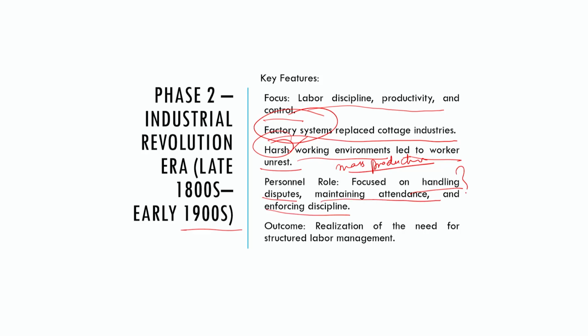So you can see the negativity has now emerged during this time. And when we talk about disputes and unrest coming up, that means it is definitely affecting the productivity of the organization also. Hence, the realization of the need for structured labor management emerged during phase 2, that is the industrial revolution era.